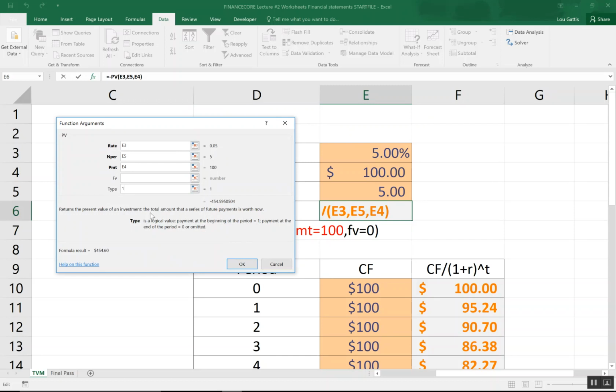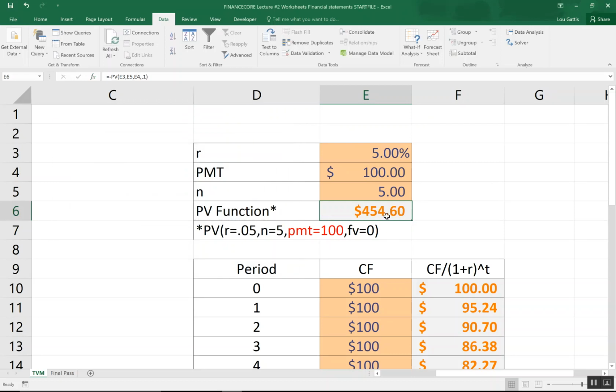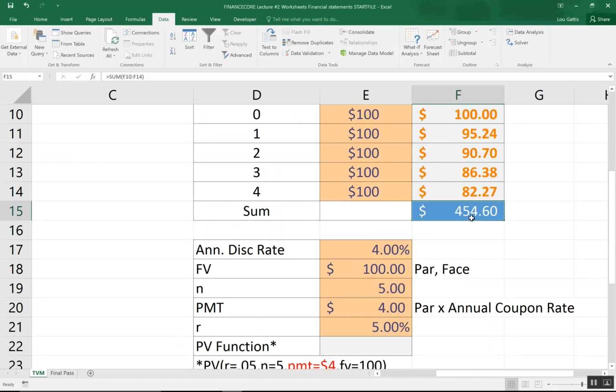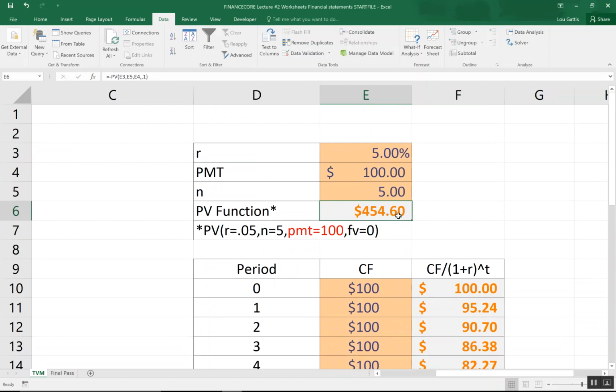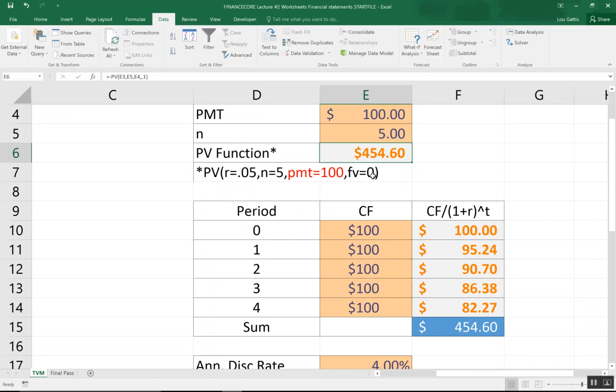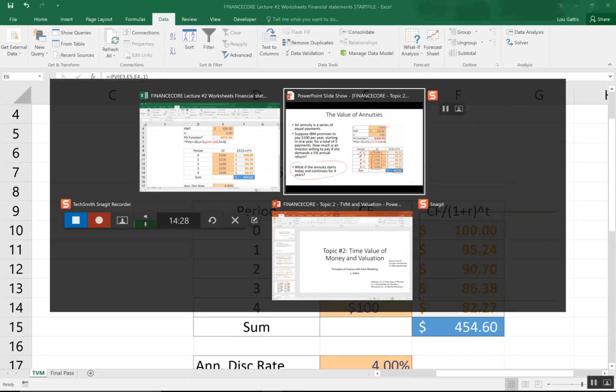If you put a 1 in there, it assumes the cash flow was received today, the first one, and there's 454. So generally in finance, cash flows start at the end of the first period, but if you had a situation where the cash flow started today, you can just put in a 1 in the present value function, and it'll give you the present value of the 5-year annuity starting today. All right, back to the presentation.